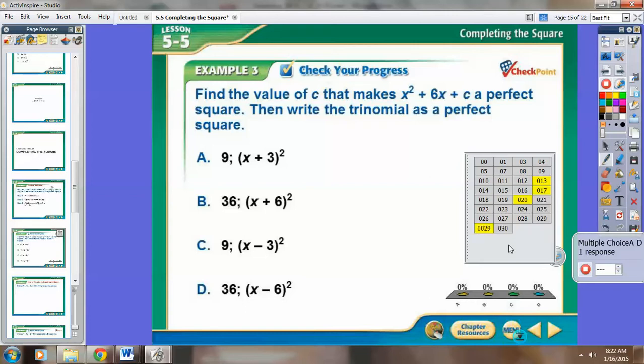The directions tell us to find the value of c that makes x squared plus 6x plus c a perfect square trinomial, and then write the trinomial as a perfect square. So go ahead and find the value of c and then factor it.